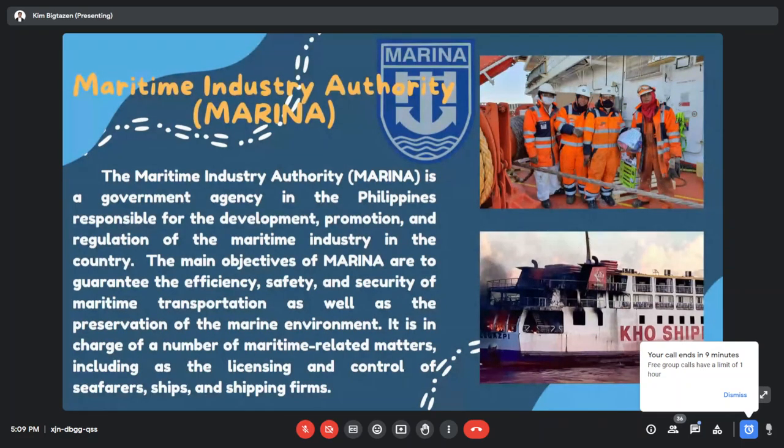So, it is in charge of a number of maritime-related matters, including the licensing and control of seafarers, ships, and shipping firms. So, next.